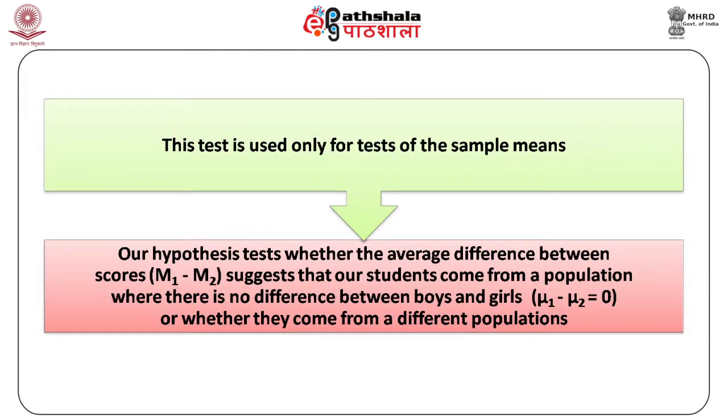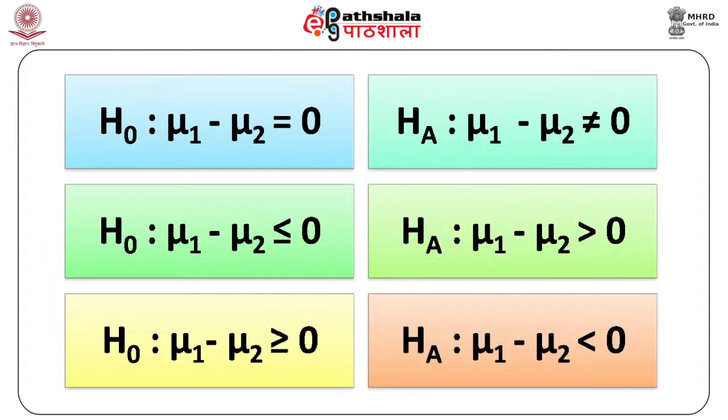This test is used only for tests of sample means. Our hypothesis tests whether the average difference between scores M1 minus M2 suggests that our students come from a population where there is no difference between boys and girls, that is mu1 minus mu2 equals 0, or whether they come from different populations.